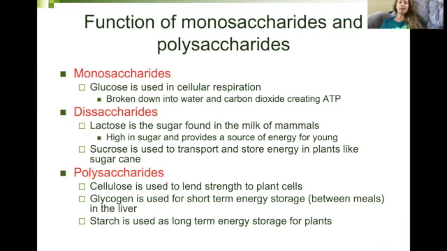Polysaccharides, cellulose is used to lend strength to plant cells. Glycogen, like I said, is short-term energy storage. And starch is long-term energy storage for plants.